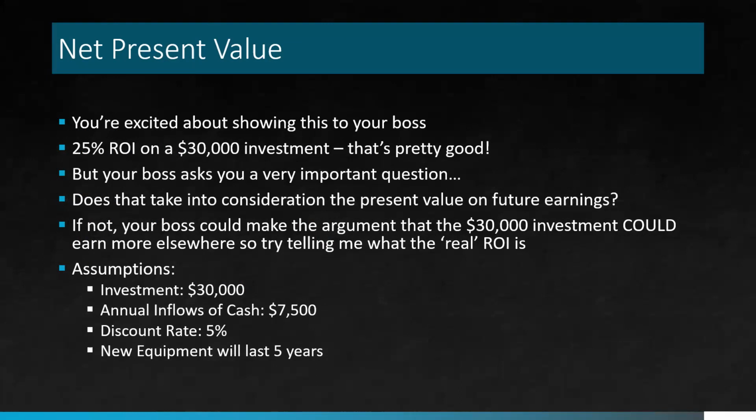So now you're going to go back and say, okay, I'm going to change my assumptions. I'm going to keep it at $30,000. I've got the annual cash flows of $7,500 for the next 5 years, but I'm going to apply this 5% discount rate.